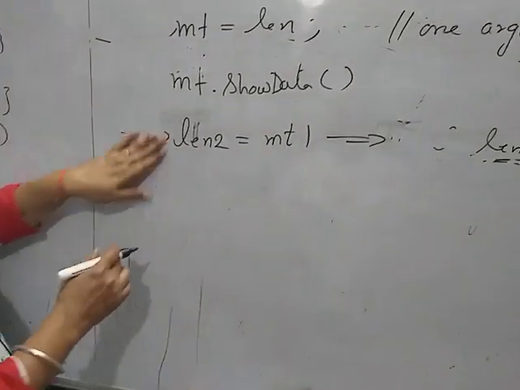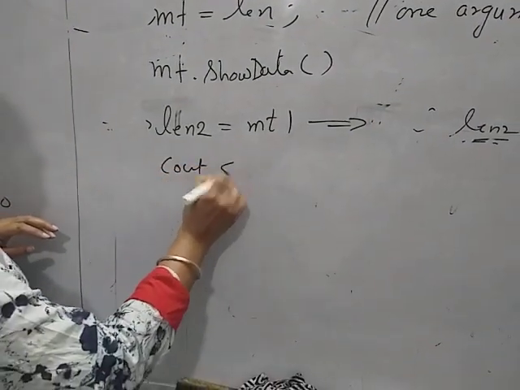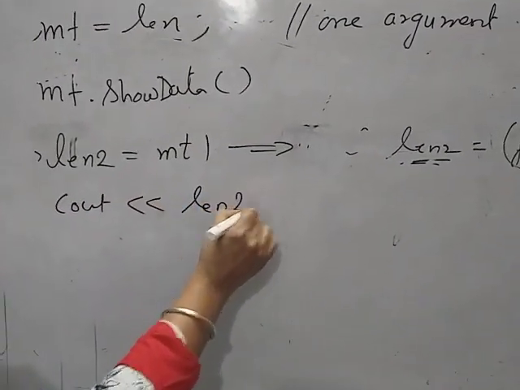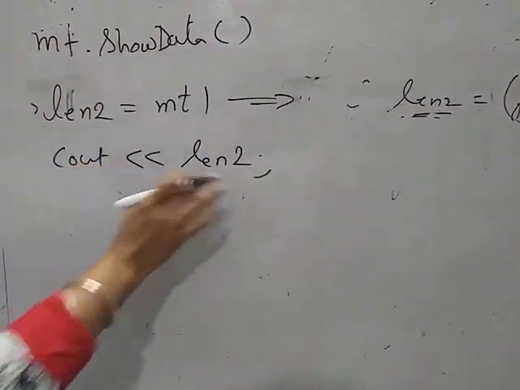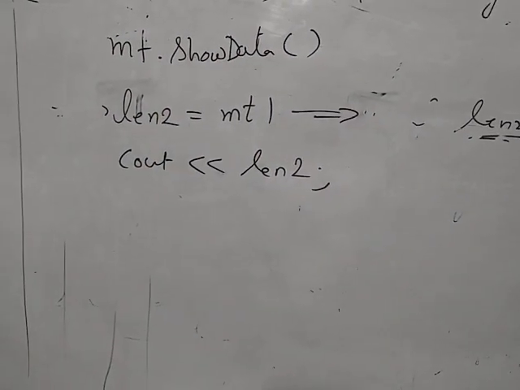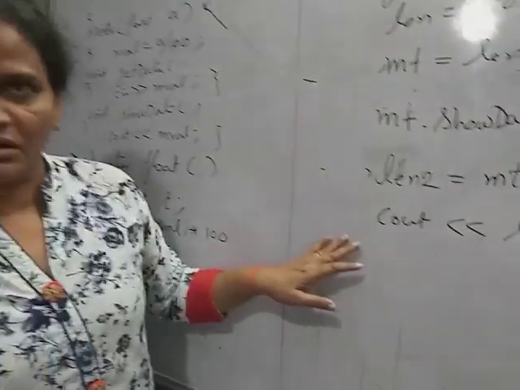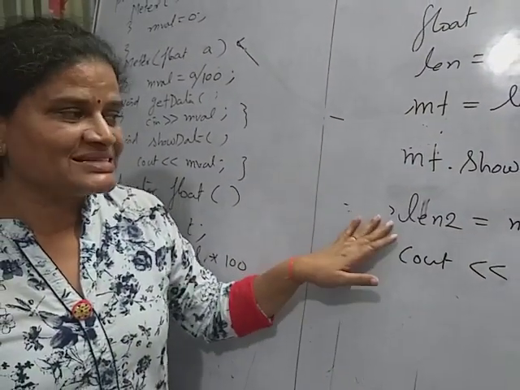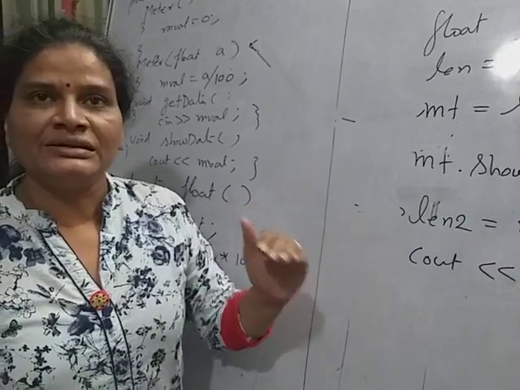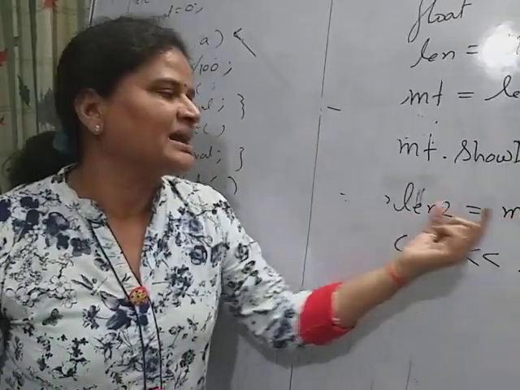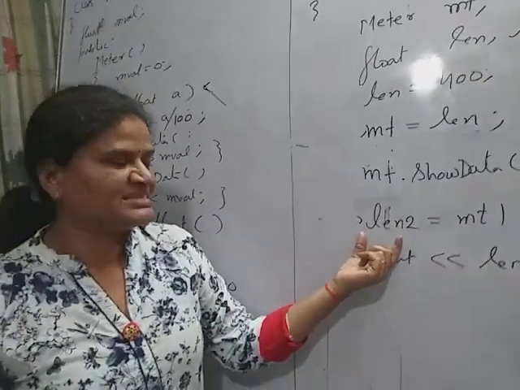So after that if you print cout len2, the value of empty one is 40 into 100, that is 4000. So it will print 4000. So in this way, this is the second way to convert the user defined type into the basic type.